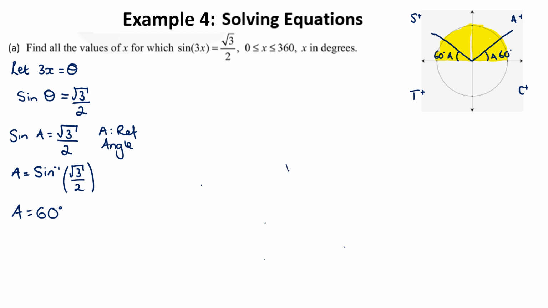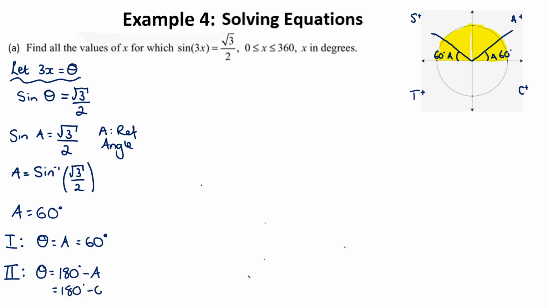That allows us to calculate two different angles. The first angle is in quadrant 1, and in quadrant 1, it's very easy. Theta is just equal to the reference angle, so that's equal to 60 degrees. In the second quadrant, to work out theta, it's going to be 180 degrees minus my reference angle, A. That is 180 degrees minus 60, which gives us 120 degrees. So that gives us the base for our question.